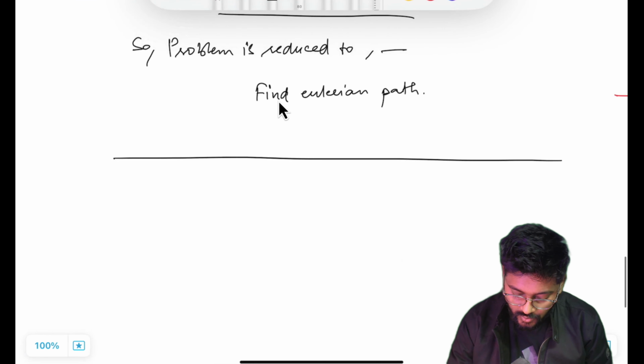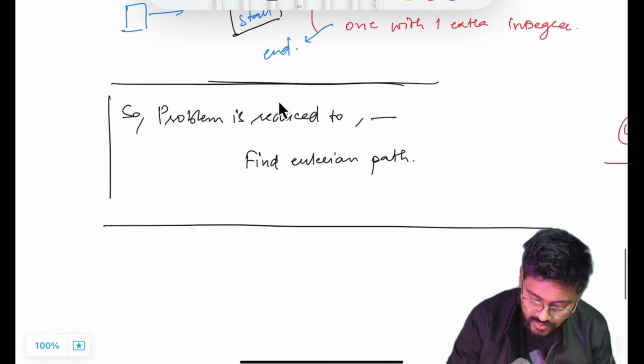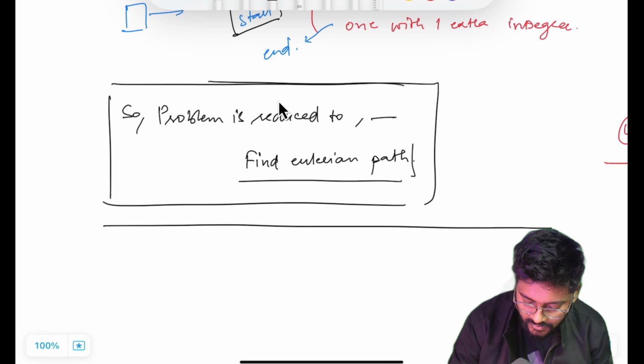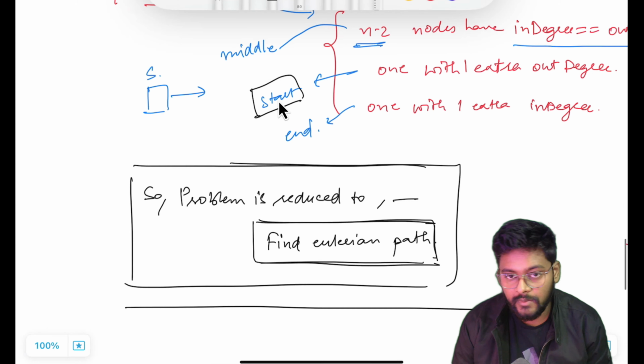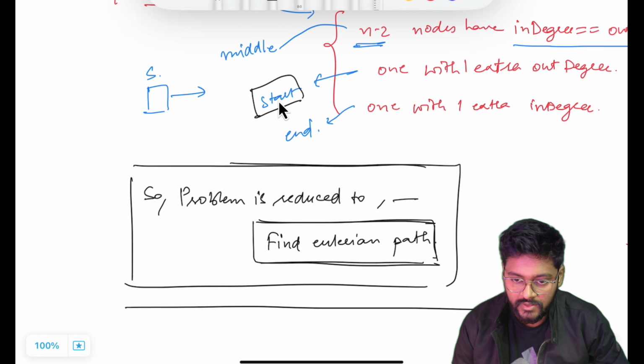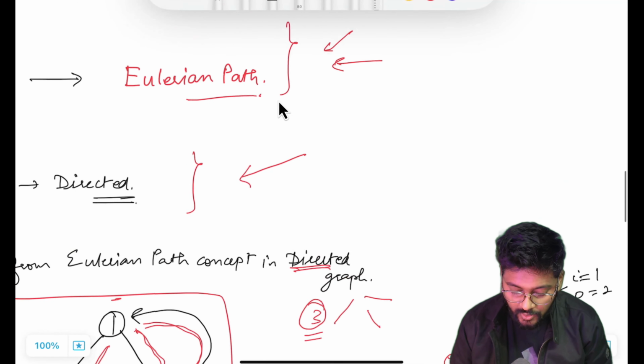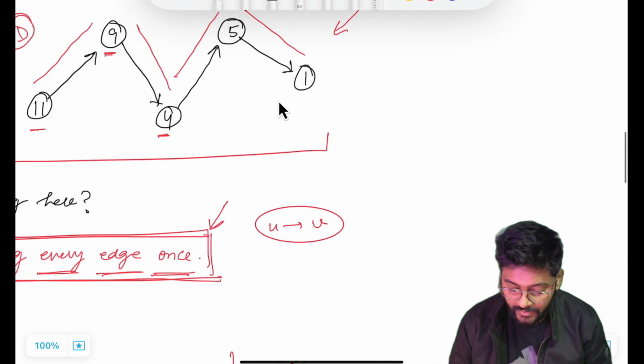Okay. So now the problem statement is reduced to finding the Eulerian path. That's all, this much we have to do. We are given the number of edges and we just have to find the Eulerian path. If you are still not clear about the Eulerian path, I would recommend you to watch this detailed video on the Eulerian path and circuit. Now we'll have a look at the approach.